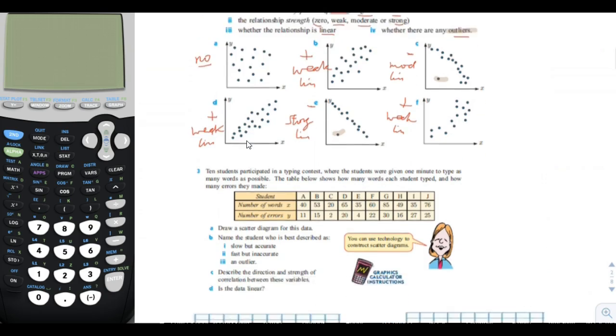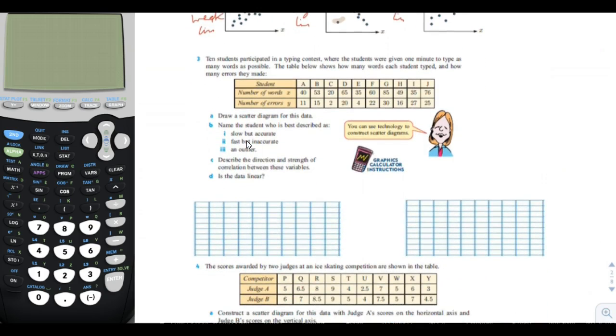All right. Number 3. 10 students participate in a typing contest where the students were given 1 minute to type as many words as possible. The table below shows how many words each student typed and how many errors they made. Draw a scatter diagram for the data and name the student who was best described as slow but accurate, fast but accurate, and outlier. Describe the direction and strength of correlation between these variables. Is the data linear?